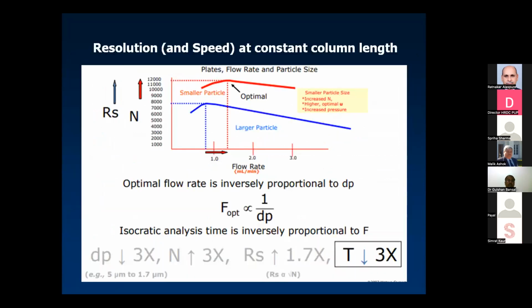The range of the flow rate is increasing. Now the resolution and the speed of analysis at a constant column length. So if we take two columns whose length is the same, let's see how the resolution and the speed are affected. So at a flow rate of, let's say, this is a 1, right?